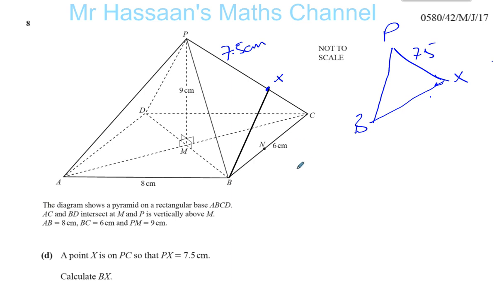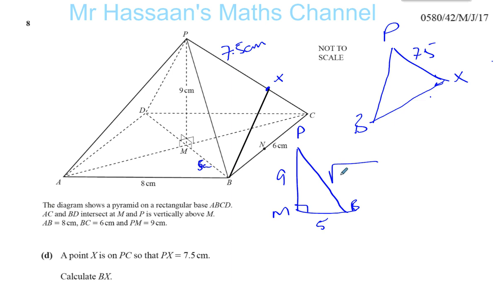But we can find PB, can't we? Because it's part of this triangle. Remember, we just found that was 5 centimeters, half the diagonal. So we've got this right angle triangle that looks like this. That's P, that's B, which is the same PB as in this triangle. So I know the height of this pyramid was 9, and I know that half the diagonal is 5. We worked that out in the last part of the question. So we could use this to find the length of PB.